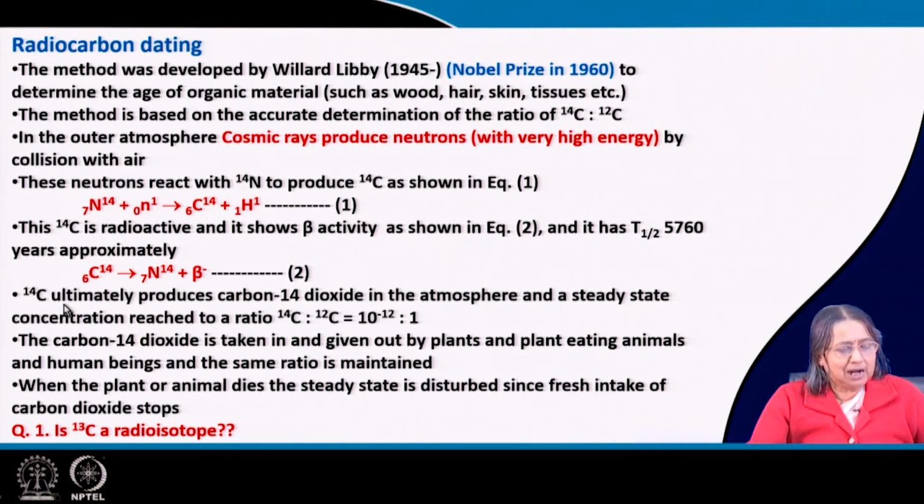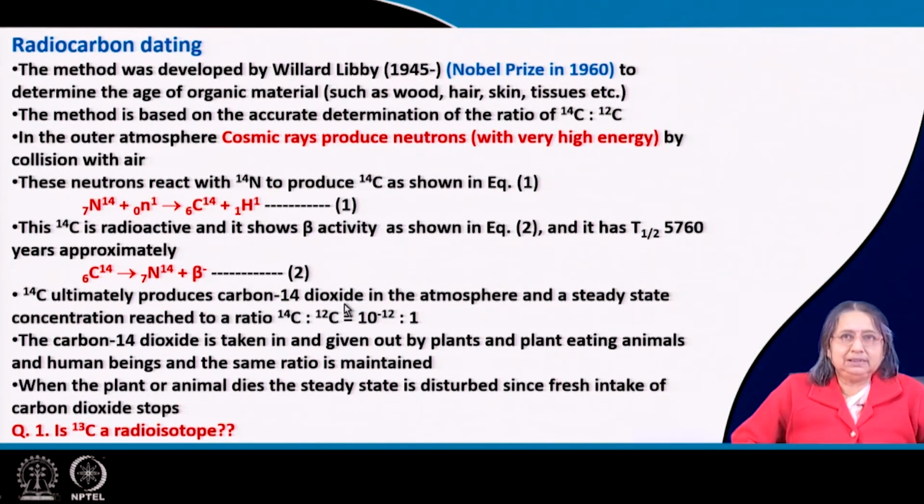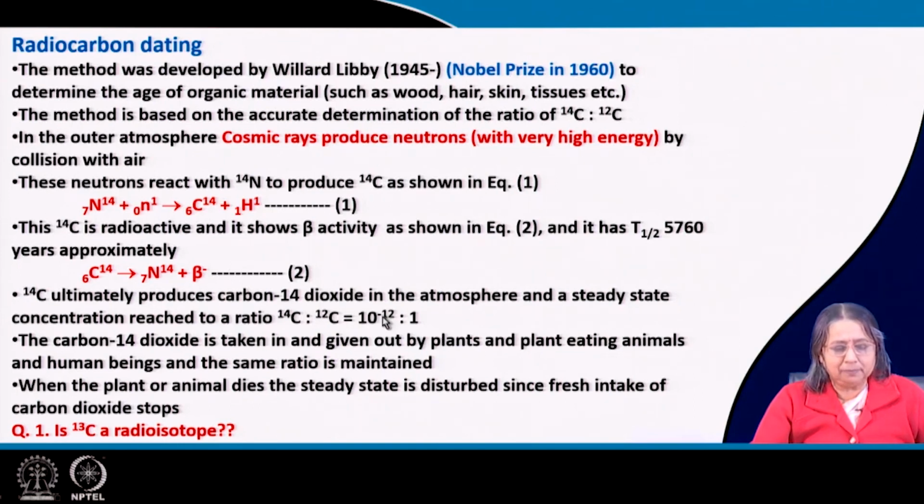Now, this carbon 14 ultimately produces carbon 14 dioxide. So, carbon 14 is produced, but it reacts with oxygen to form carbon dioxide, which is C14 carbon dioxide in the atmosphere, and a steady state concentration is reached with C14 to C12 about 10 to the power minus 12 is to 1. This is the concentration ratio, C14 to C12, 10 to the minus 12 is to 1, so a small amount.